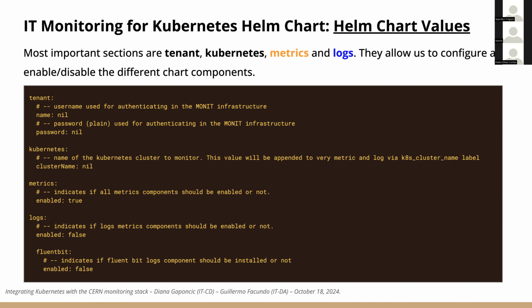So by default, if you install the chart just modifying the tenant section and the Kubernetes section, the metrics will be labeled. So every metric from your Kubernetes cluster components, from the nodes, control plane, Calico pods, things like that, will be scraped. The user metrics, no, because those need to be configured later. But the default ones will be enabled by default.